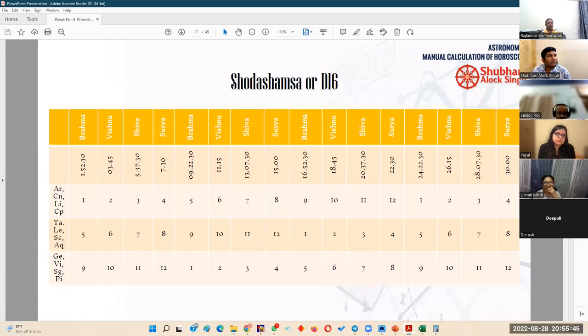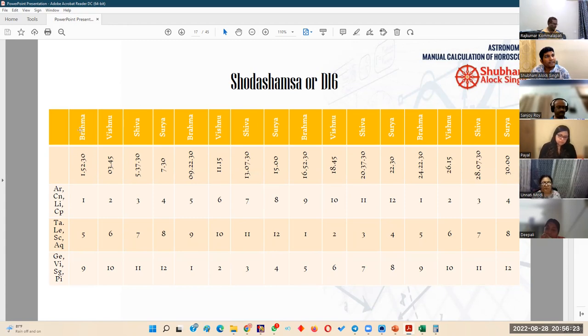Further than D12, Shodashamsha D16, for Aries, Cancer, Libra, Capricorn, D16 starts from Aries. For Taurus, Leo, Scorpio, Aquarius, D16 starts from Leo. And for Gemini, Virgo, Sagittarius, Pisces, D16 starts from Sagittarius. Go into the order. First D16 is having value of 1 degree 52 minutes 30 seconds. Second D16, 1 degree 52 minutes 30 seconds to 3 degree 45 minutes. Third D16, 3 degree 45 minutes to 5 degree 37 minutes 30 seconds. This is the ending value that I have written.